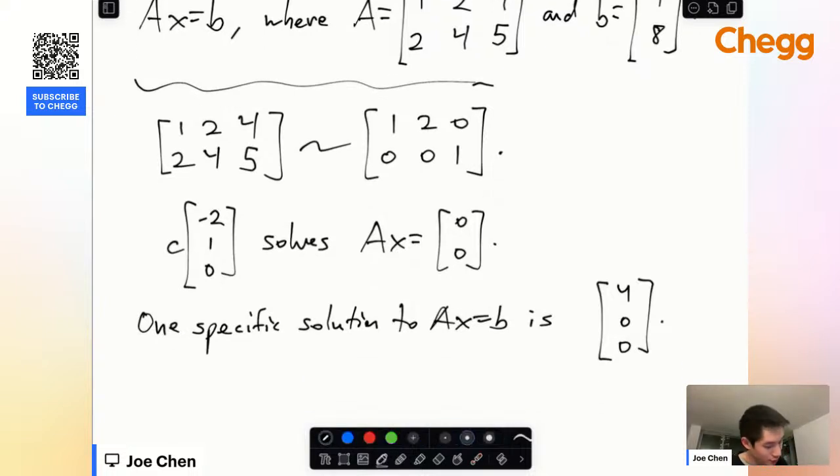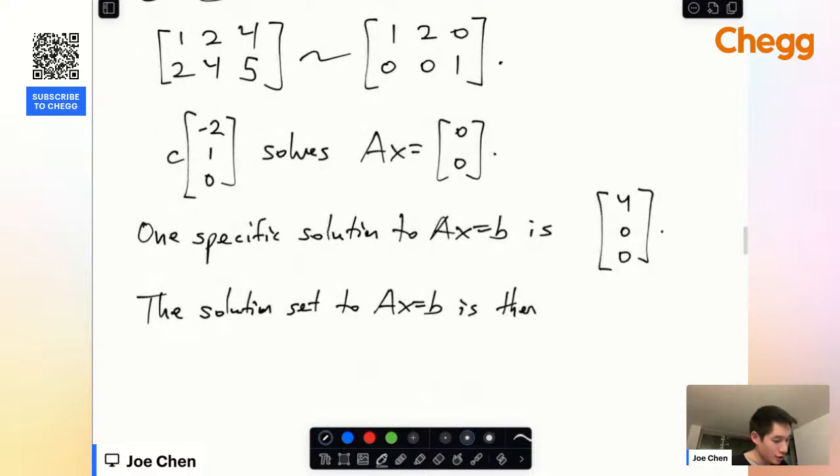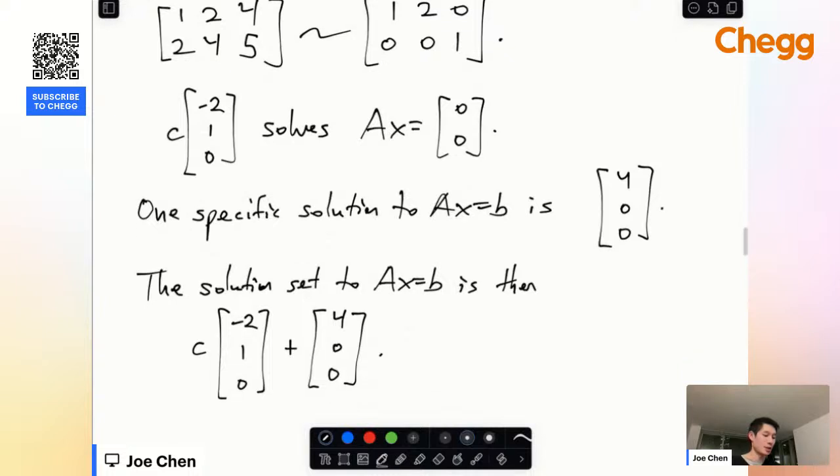And the full solution, or the solution set to Ax equals b, is then the solution set to Ax equals 0. So c times minus 2, 1, 0 plus my answer here, plus one specific solution. Okay, so that's an alternative way to solve Ax equals b.